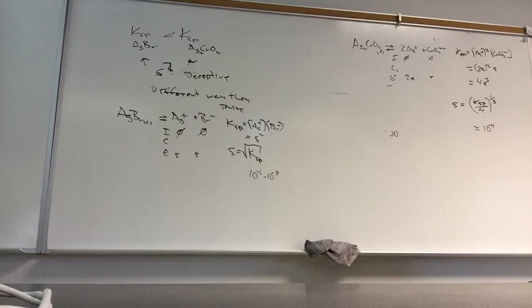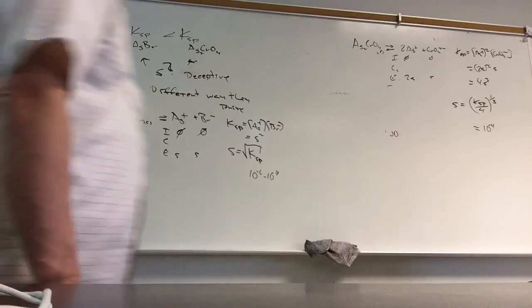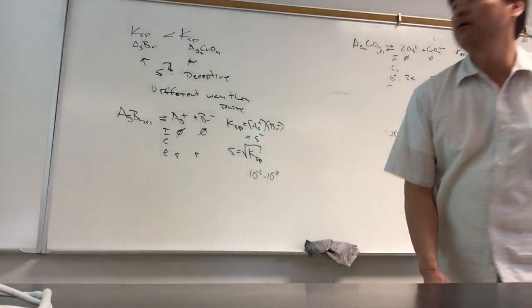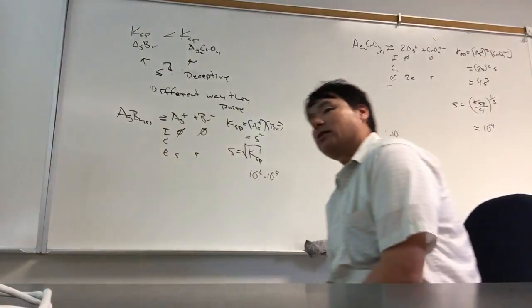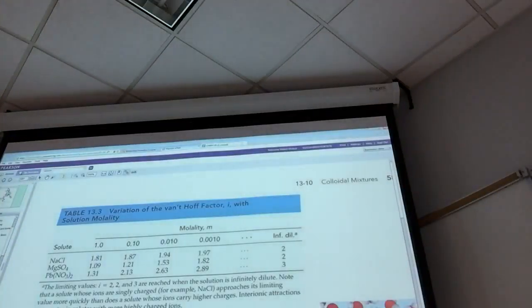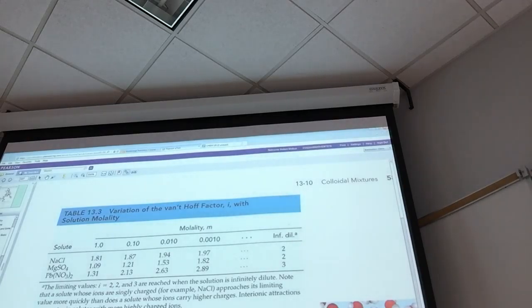We look at this table. This table is showing deviations from ideal behavior. And so what two factors in this table are responsible for non-ideal behavior?